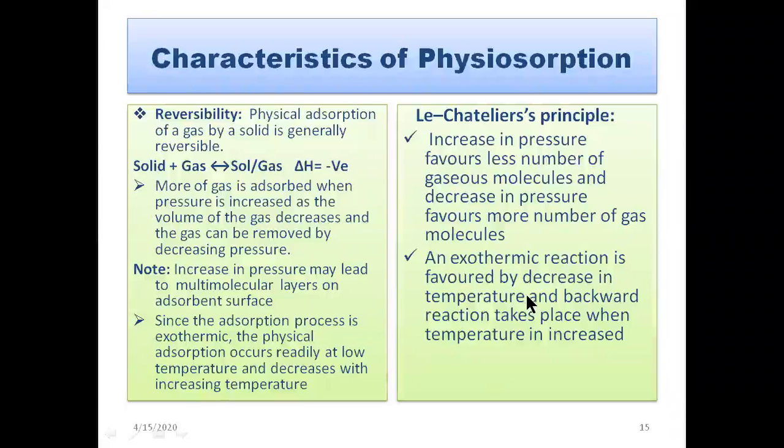Now, if you increase the temperature, what will happen in case of an exothermic reaction? The backward reaction takes place. In an exothermic reaction, heat is evolved. Now you are increasing the temperature, which means the reaction shifts in the backward direction. Therefore, as we know, adsorption is exothermic, almost 90%, with exceptions, but forget about that exception now. Since adsorption is exothermic, physical adsorption occurs readily at low temperature. When you increase the temperature, physical adsorption decreases.